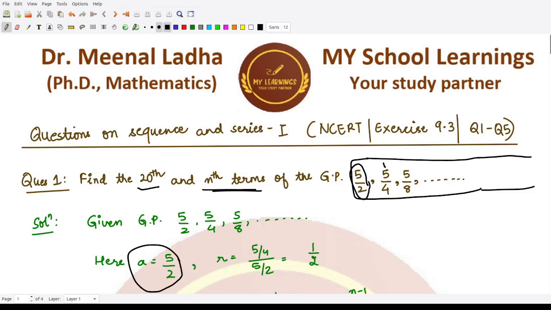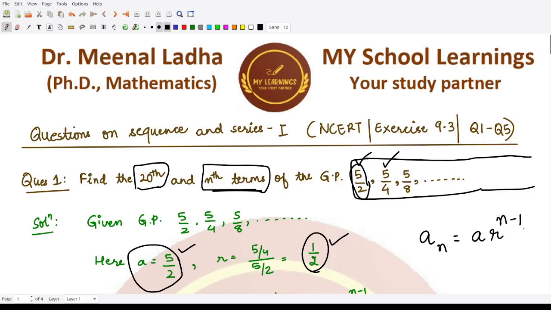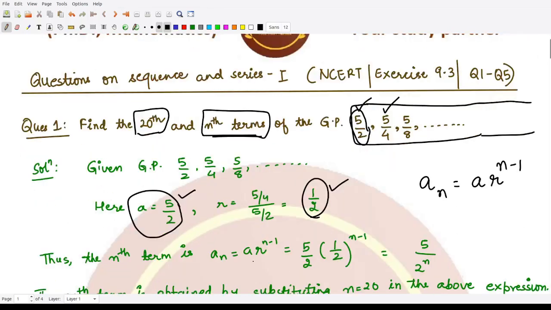Common ratio is obtained when you divide the second term by the first term. So when you divide 5 by 4 with 5 by 2, you would have 1 by 2 as the common ratio. Once you know the first term and the common ratio, we can very easily calculate the nth term and the 20th term. In order to calculate the nth term, we know the formula a_n is given by a into r raised to power n minus 1. Using this formula, we have the nth term with a as 5 upon 2 and r as 1 by 2, whole raised to power n minus 1. Because we do not know the value of n, we will keep it as such.